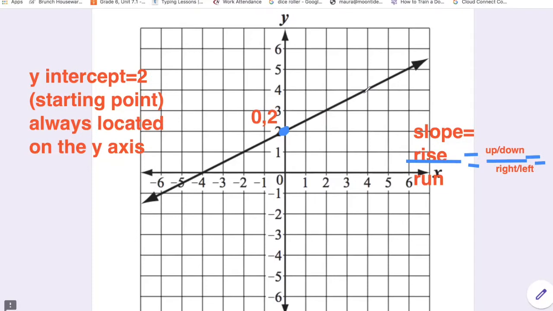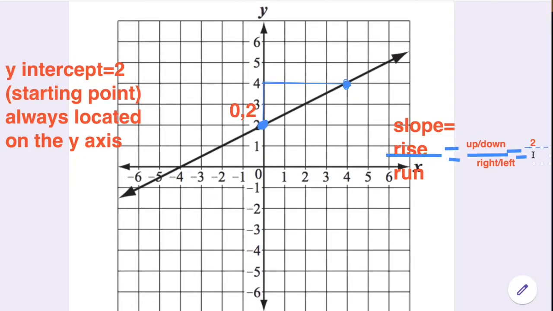And we're going to count how many units up. 1, 2, and then how many units that we move to the right. 1, 2, 3, and 4. 4 units to the right. Both moves were positive. If I were to simplify 2 over 4, that's going to give me 1/2.